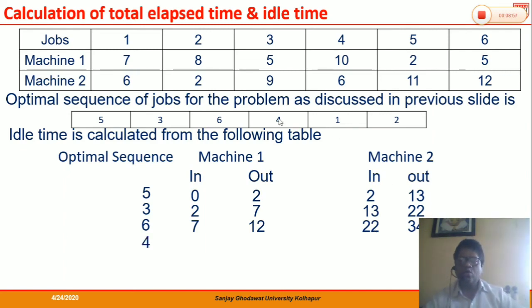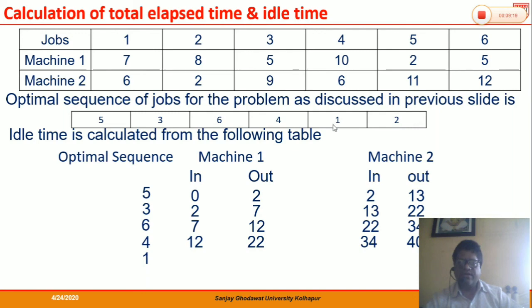Then we have to load job number 4 on machine 1. You will find it requires 10 units. So after 12 units, job 6 is over. It requires 10 units for job 4. So after 22 units, job 4 is over. And then it will go on machine 2 once it becomes free, that is after 34 units, where it requires 6 units. So it will be finished after 40 units.